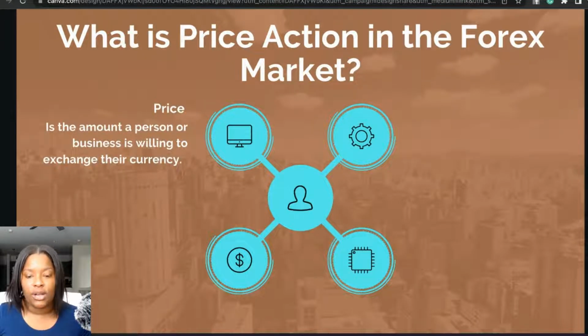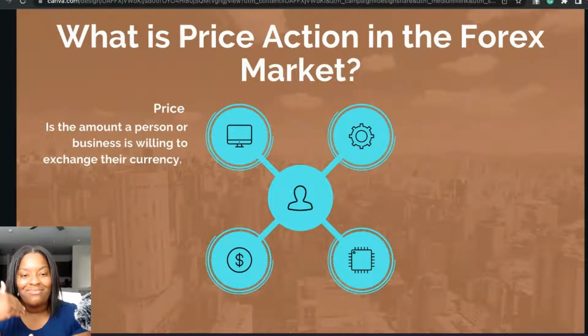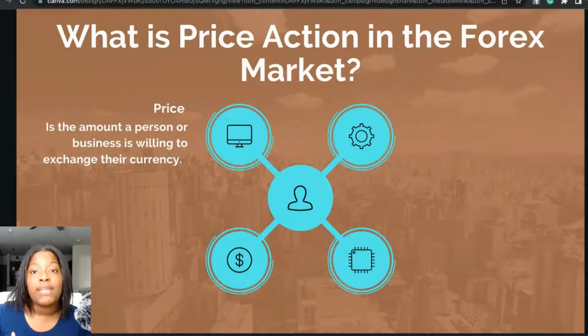And so when I first started, I was using indicators and all these things that were absent of what price action really meant. Hey V, what's going on, mama? I think one of the best ways to understand what price action is, is to separate the words. So price action, think about the word price for a second, especially when it pertains to the forex market. Price is the amount a person or a business is willing to exchange their currency.